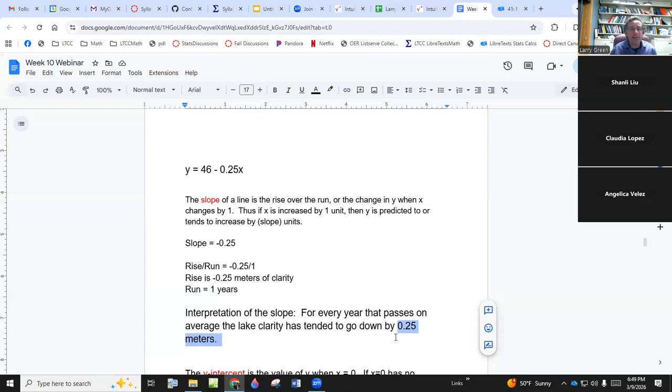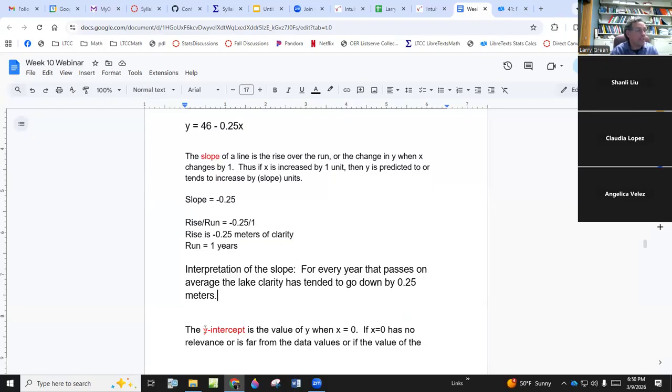Is that a good thing or a bad thing? Every year that passes on average, lake clarity has tended to go down by 0.25 meters. Good or bad? What do you think? Yeah, it's terrible. The lake's getting worse and worse, at least at that time. It was going down a quarter of a meter on average every year.